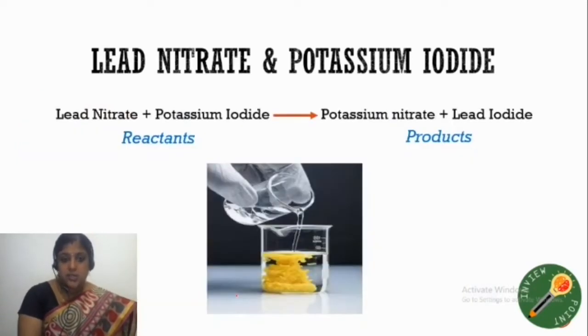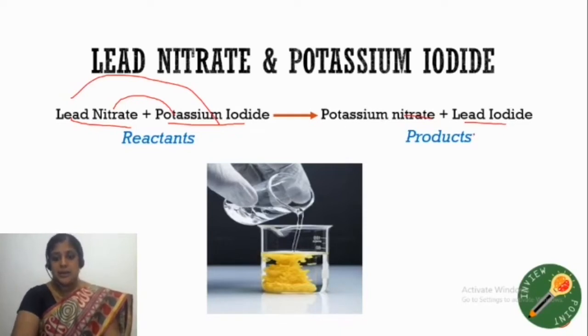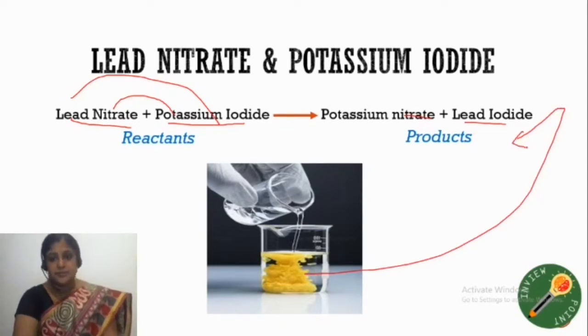So another product is potassium nitrate. Okay, is that clear, students? So here the lead nitrate will react with potassium iodide to form what? Potassium nitrate plus lead iodide. Okay. So here the reactants are lead nitrate and potassium iodide, and the products are potassium nitrate and lead iodide. This yellow precipitate is our lead iodide.